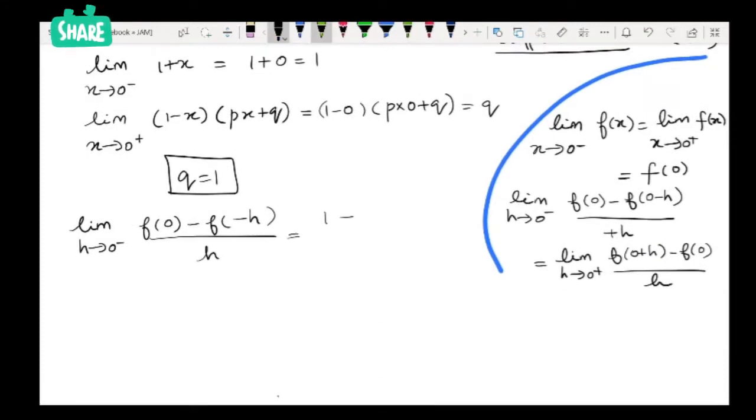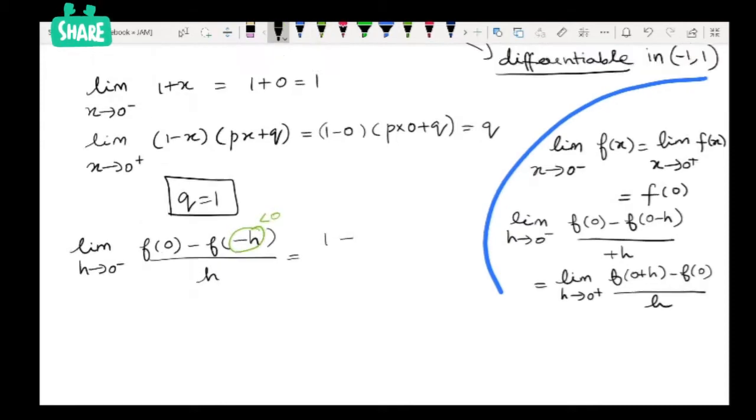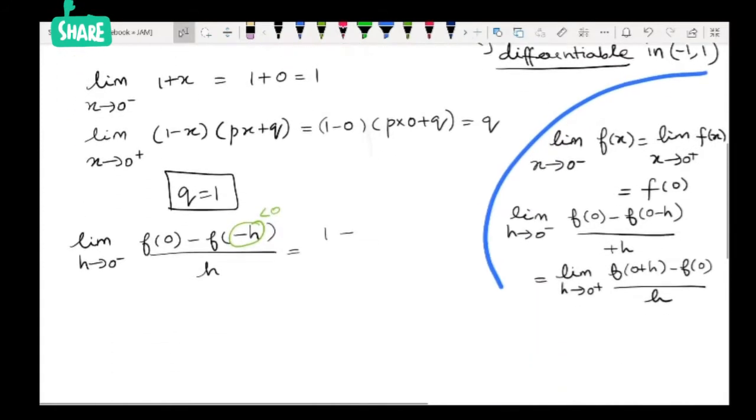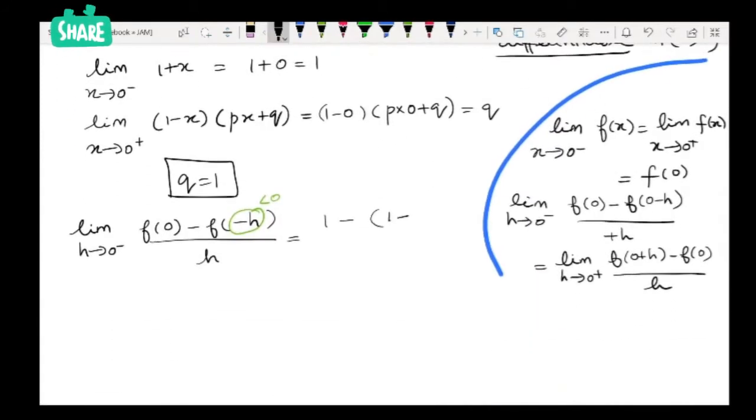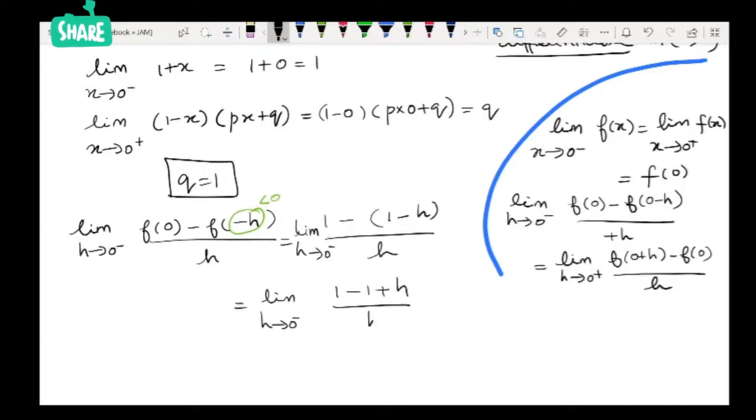So f of minus h, that will be less than 0, right? So the function for less than 0 is 1 plus x. Instead of x, I'm going to put minus h, the whole divided by h. Don't forget to put the limit, so it's limit h tends to 0 minus. Great. Let's simplify the numerator. We will get 1 minus 1 plus h divided by h. Cancelling 1, we get h by h, which is 1. So the limit will be 1.